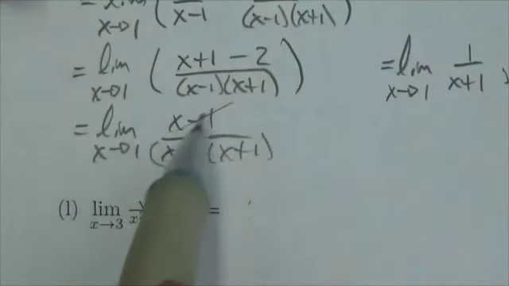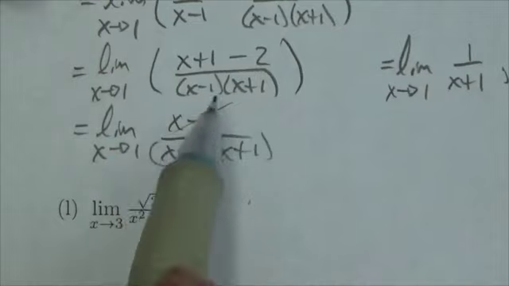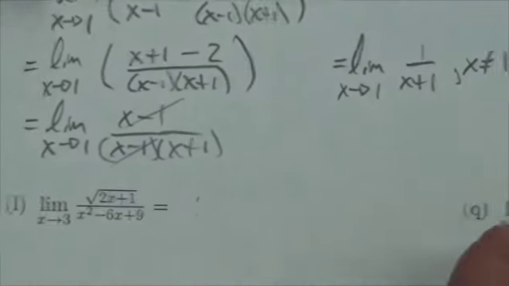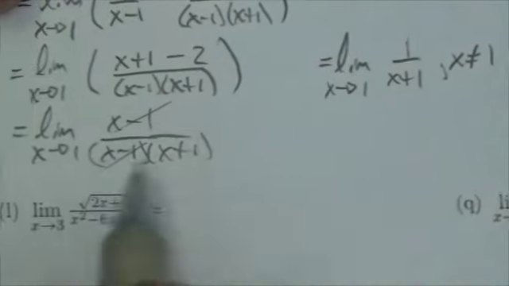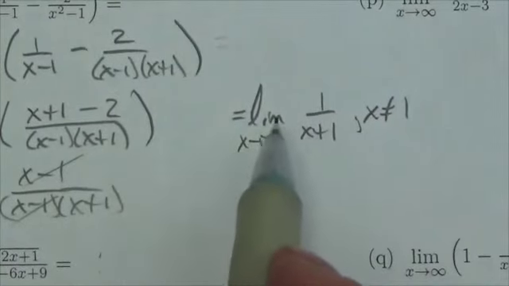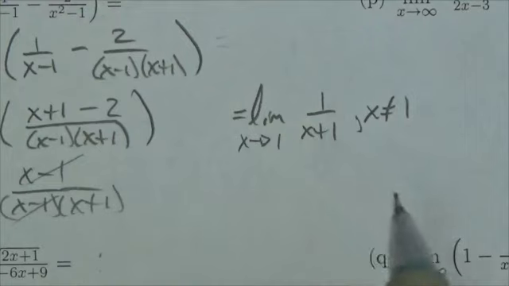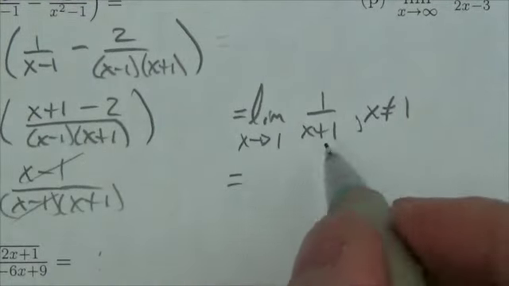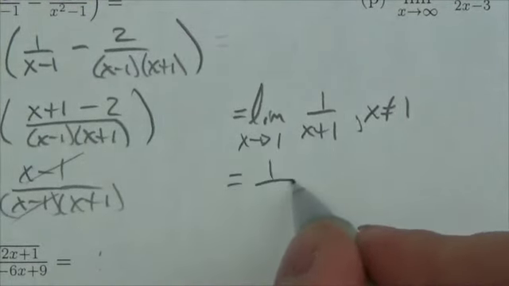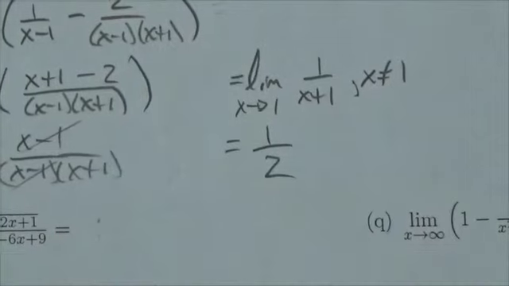I mean, those two will cancel out, but if x is equal to 1, then this becomes 0 over 0, and I can't allow that. So this limit right here is equal to this one, as long as we state that x can't equal 1, but that's okay, because I'm only taking the limit as x approaches 1. Plug the 1 in, and we get 1 over 1 plus 1, or a limit of 1/2.